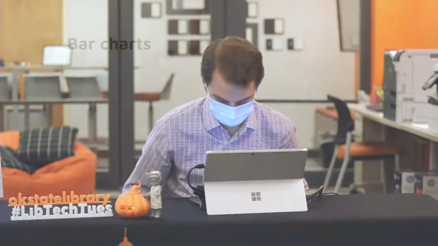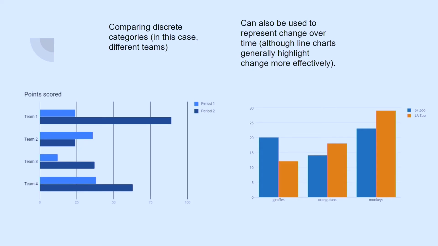Okay, then we have bar charts. This is maybe the most simple of visualizations, but it also can be highly effective, and it allows you to compare discrete categories. So you can see we have different teams in this. On the chart on the left, we have different teams, and then we have the number of points they've scored during different periods.